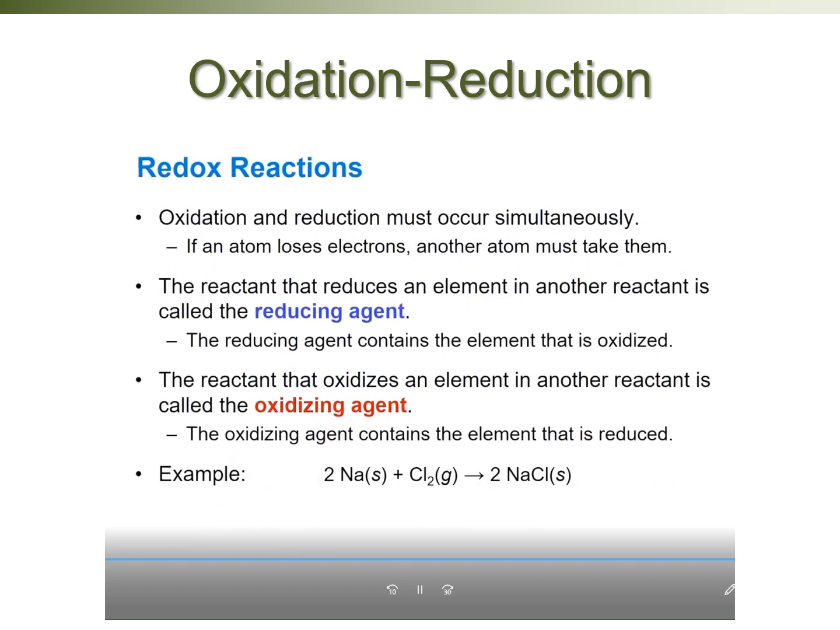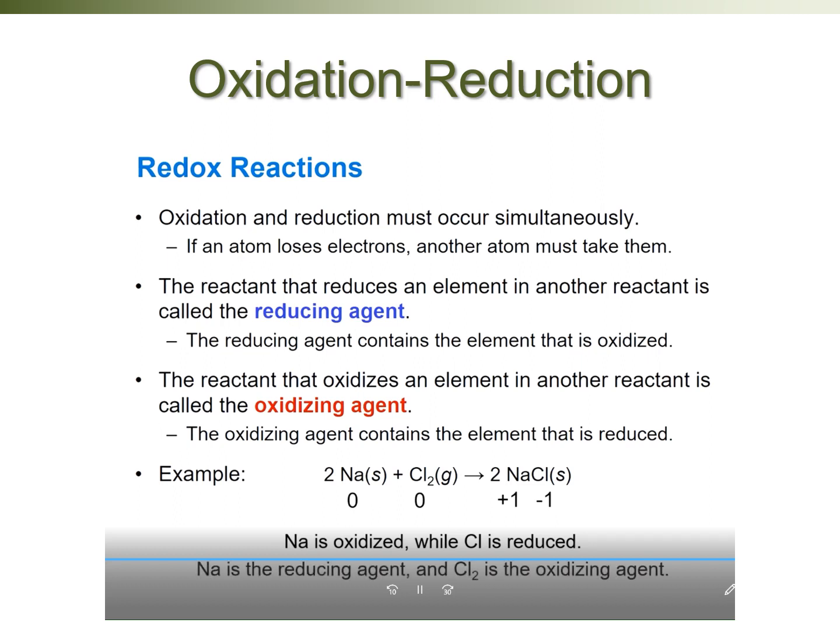As stated originally, oxidation and reduction must occur simultaneously. If somebody's being oxidized, somebody's being reduced. The reactant that reduces the element in a reactant is called the reducing agent. The reducing agent is undergoing oxidation. The reactant that oxidizes an element is known as the oxidizing agent, and the oxidizing agent is the element that is undergoing reduction. Hopefully that makes it clear.